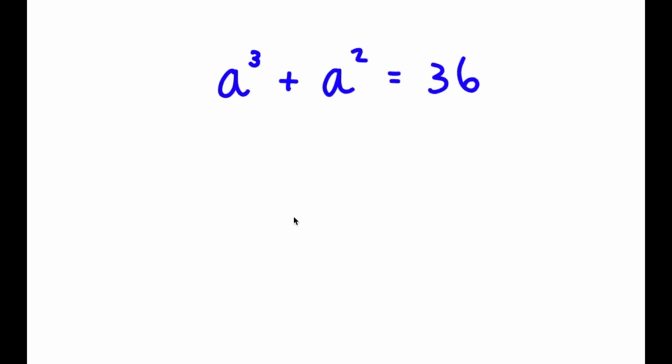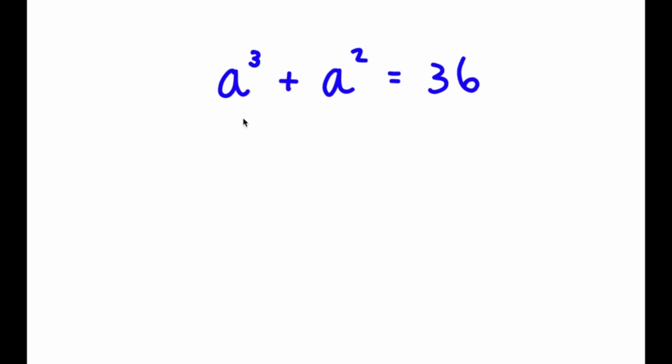Alright, so in this problem, I have a to the power of 3 plus a squared equals 36. So to actually find all solutions to this problem, I need to first start by finding one solution. So to do that, I'm just going to plug in some numbers and see if they work. So let's try 1. If we plug in 1, we get 2 is equal to 36, which is wrong. If we plug in 2, we get 8 plus 4, which is 12 equals 36, which is wrong.